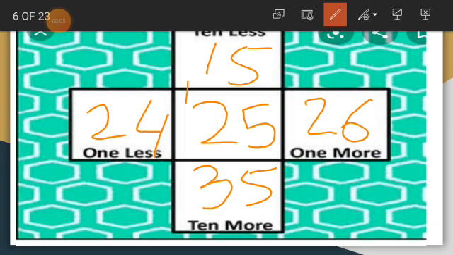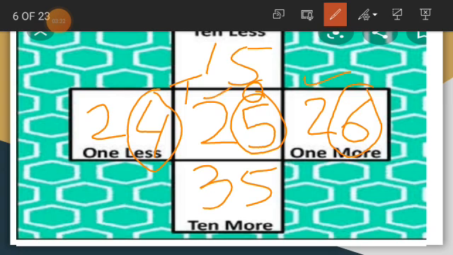Okay, one thing more. In 25, you know, 2 is the tens number, T is for tens, and 5 is the ones number. When you subtract or add 1, only the ones number changes. Like here is 5. When we subtract the 1, 24 is the answer, so 4 has changed. When we add the 1, 25 plus 1, see the 6 has changed, the ones number has changed. The 2 is the same. The tens number is the same. But when we subtract 10 or add 10 in 25, see the tens number has changed.